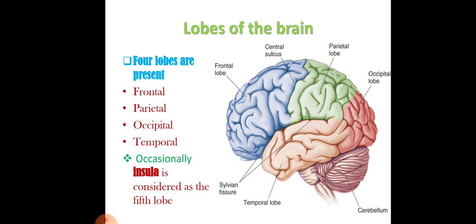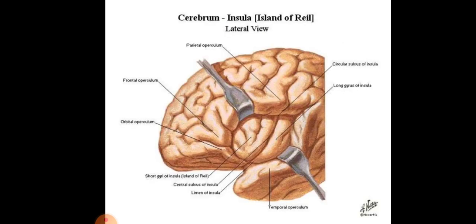Then the lobes. Lobes are four in number, named according to the bones under which they are present. For example, we have the frontal bone and the parietal bone. Below the parietal bone we have the parietal lobe, and below the frontal bone we have the frontal lobe. Below the occipital bone we have the occipital lobe, and below the temporal bone we have the temporal lobe. Occasionally another fifth lobe is also present, which is known as the insula. It is also known as the fifth lobe. This is the hidden cortex or hidden part. This is the insula which we have exposed.